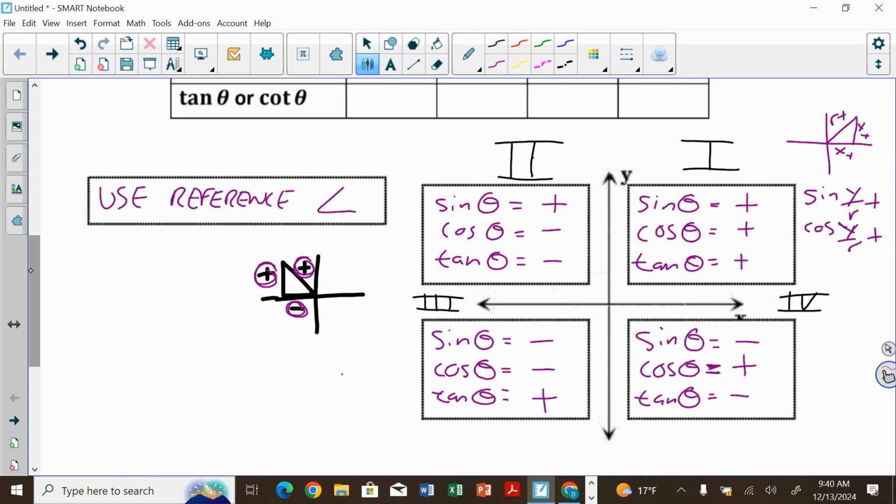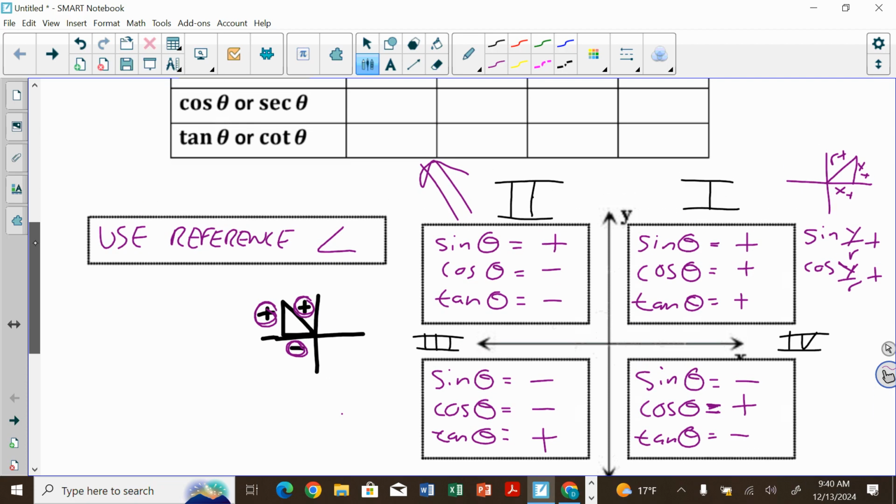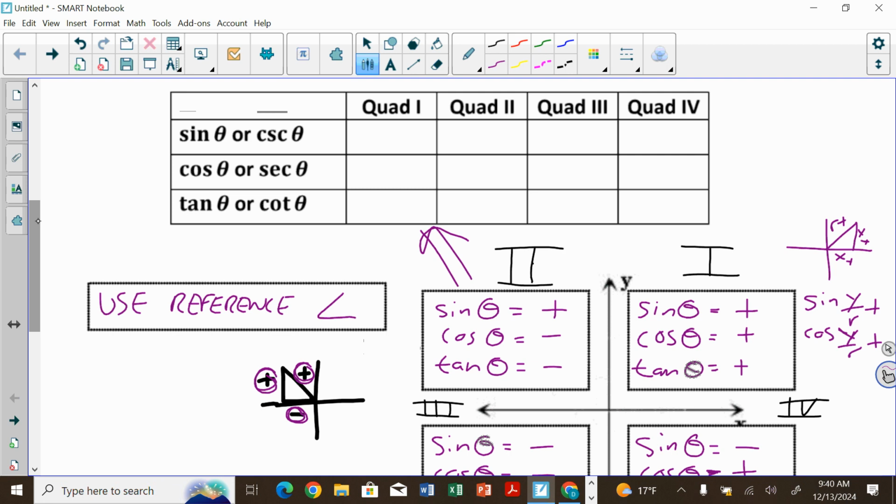All right, so taking all of this stuff from these here, I can fill out a different type of chart. It's the same information, but some people are going to like it a little bit different. So in quadrant 1, remember, I'm starting over here, my sine or my cosecant is going to be positive. So just go around counterclockwise: positive in quadrant 2, and negative in quadrants 3 and 4. Cosine or secant, remember again, they are reciprocals of one another, so their signs are going to change. So cosine is positive here in 1, negative here, then negative in quadrant 3, positive in quadrant 4. And then tangent or cotangent is going to be positive, negative, positive, negative.